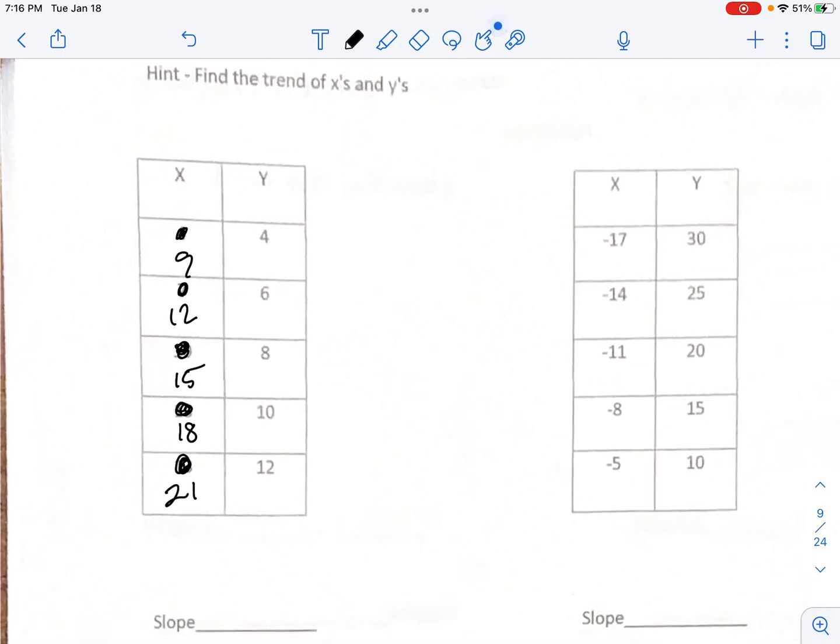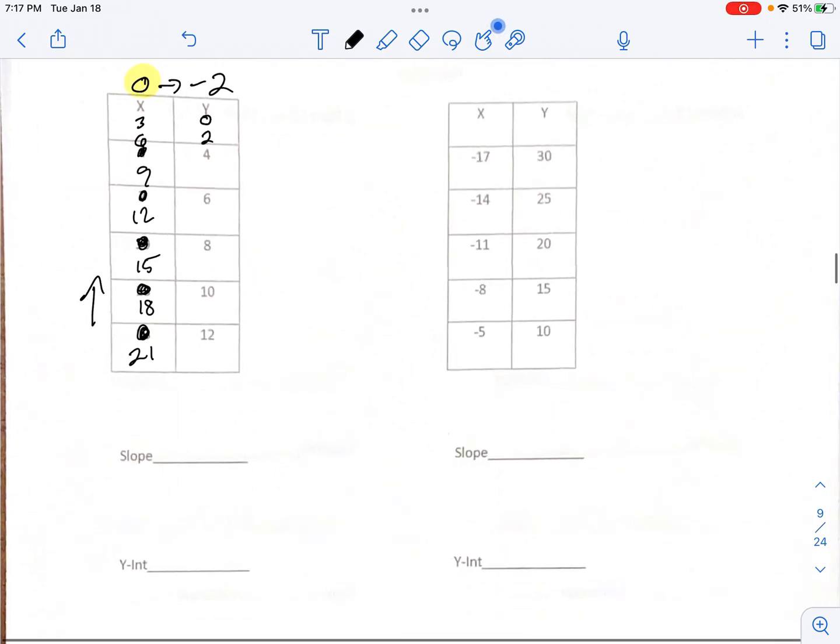All right? So now, find 0 in the X column. Well, we need to go that way, don't we? 21, 18, 15, 12, 9, 6, 3, and then 0. Okay, so there's my 0 in the X column. So we need to go that many for the Y direction, right? 12, 10, 8, 6, 4, 2, 0, negative 2. So my y-intercept is negative 2.